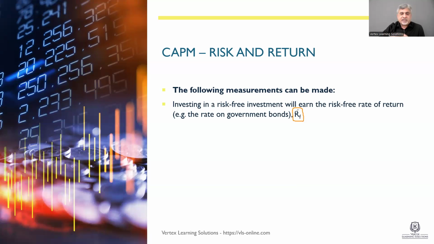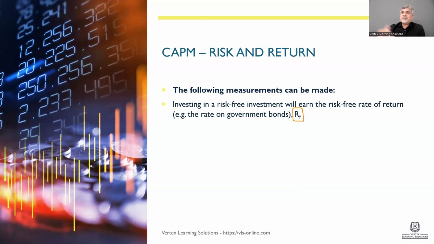Actually, there is nothing in reality as risk-free. Everything has risk. But we assume, for the sake of academic and theoretical purposes, that there are some investments which are risk-free. The return offered by the risk-free investment is called the risk-free rate, which is always the lowest rate. We call it the government bonds.